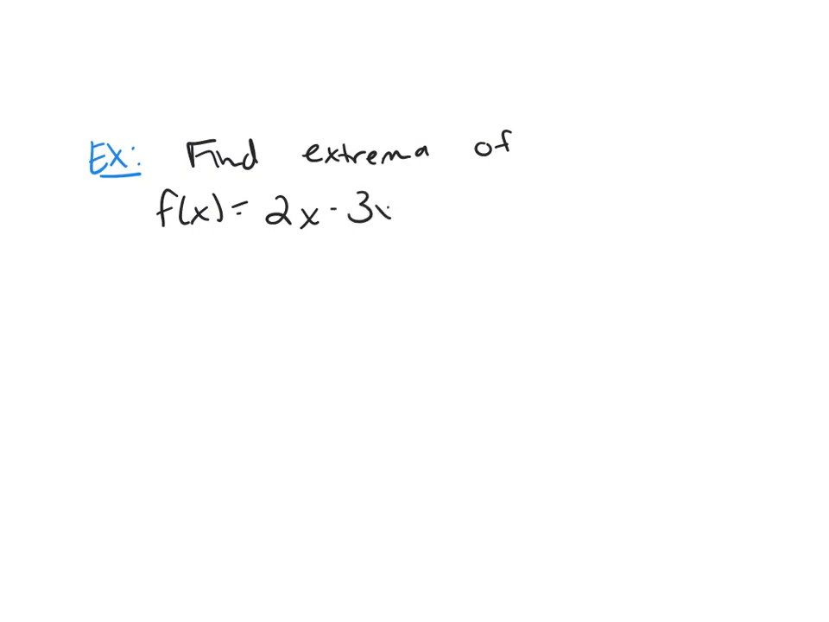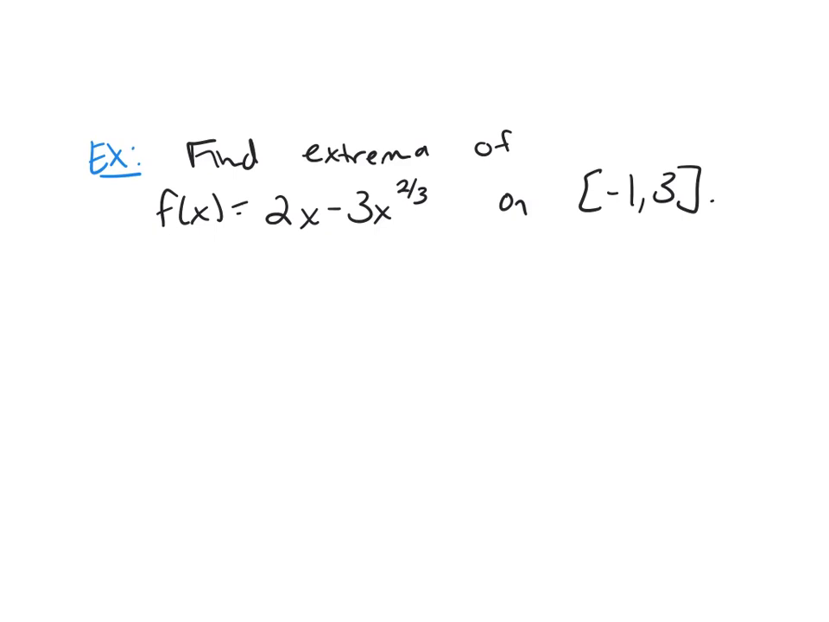So let's look at some more problems where we're trying to find these extrema on an interval. Find extrema of the function 2x minus 3x to the 2/3 power on the interval -1 to 3. So first step is to find the critical number.